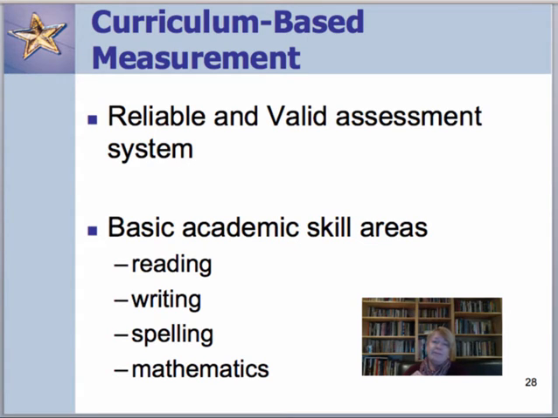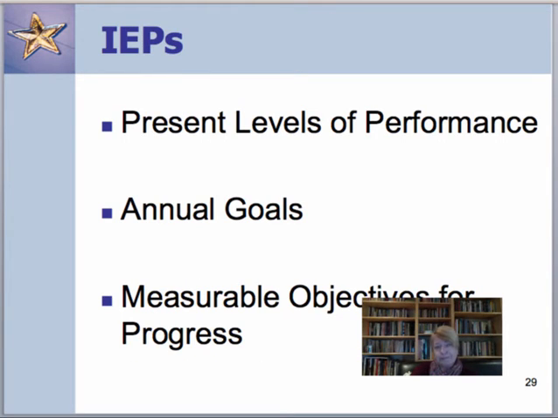And it looks at basic academic skill areas. Reading can be used for writing, although we didn't talk in depth about that, but you'll see that in your reading how to do that. Certainly spelling, because those are simple skills to measure, and mathematics, primarily computation in mathematics. So the basic academic skills are what we use curriculum-based measurement for.